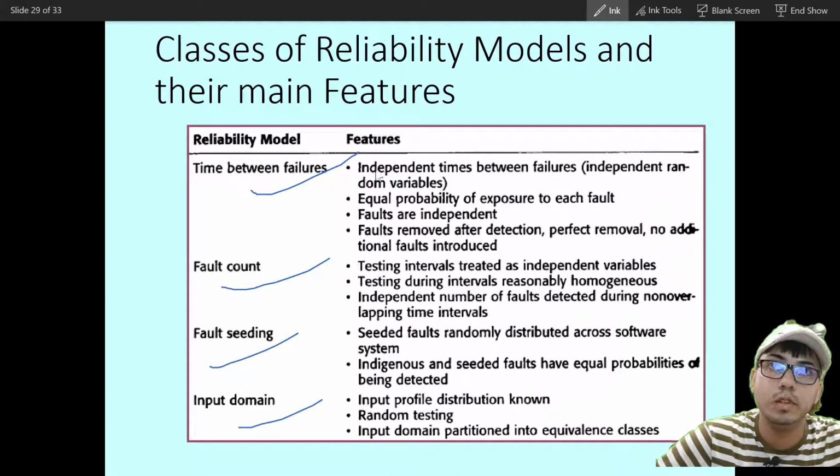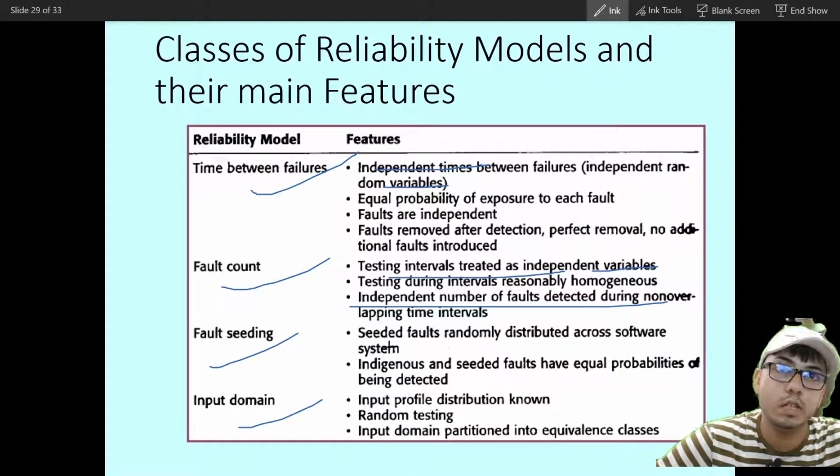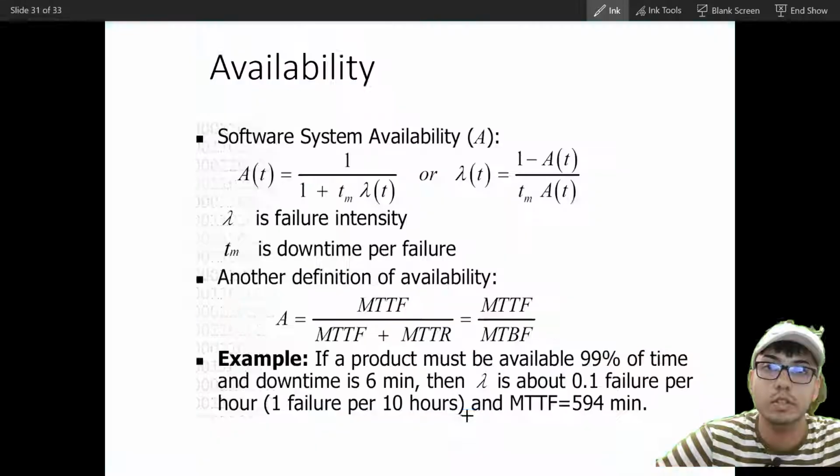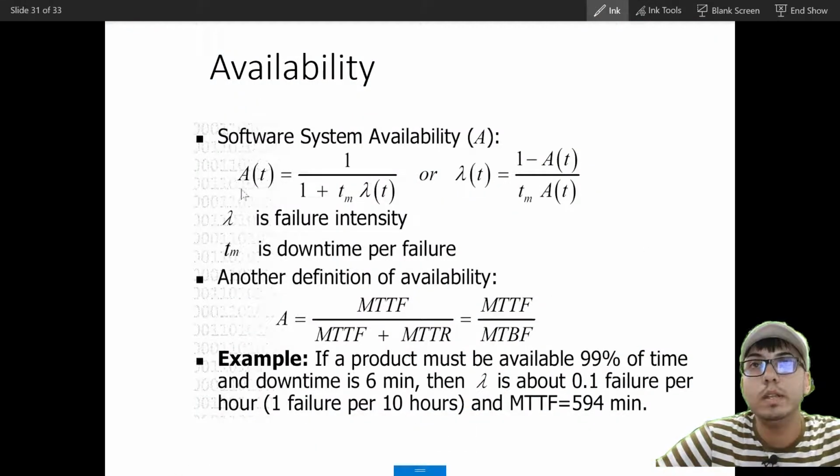Time between failures: independent times between failures, independent random variables, equal probability of exposure to each fault. Fault count: testing intervals treated as independent variables. Fault seeding: seeded faults randomly distributed. Input domain: input profile distribution on random testing. So reliability, this is also very important.